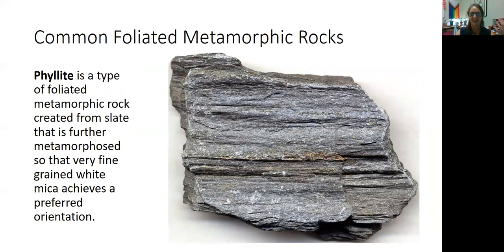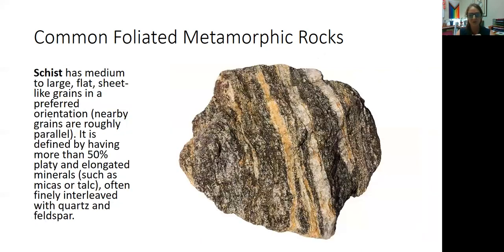Phyllite, right, is a slightly more foliated rock, and it's created when slate undergoes metamorphism. Okay? So here we're starting to see foliation, and we can actually start to see slight color differentiations, right, where the white mica creates these layers, and it looks like some of the layers are a little lighter in color, some of the layers are darker in color. So slate and phyllite, they're both foliated. When phyllite undergoes metamorphism, it gets even more foliated and becomes schist.